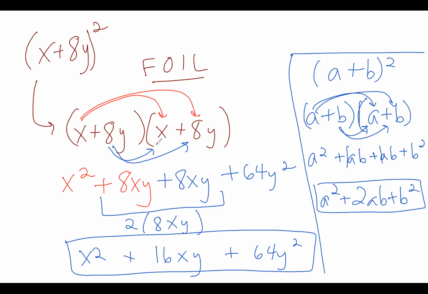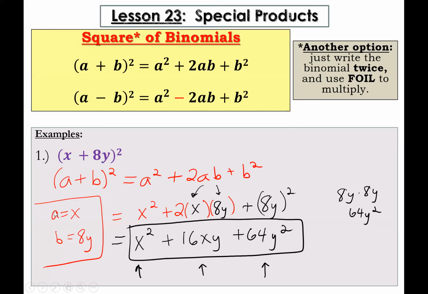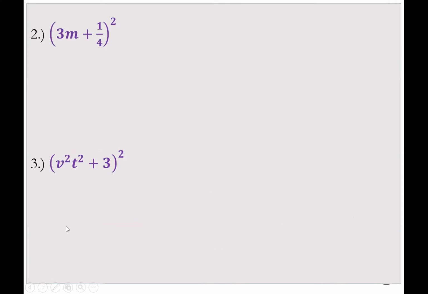If you prefer to just use FOIL every time, that is totally fine. I don't find it any harder or easier necessarily than using the formula. It's really up to you. So I'm just making sure you know you have options. When you view the example on the homework, it will try to guide you towards the formula, which is fine, but I'm letting you know that using FOIL is also fine. So let's see some other examples of these, squaring binomials.